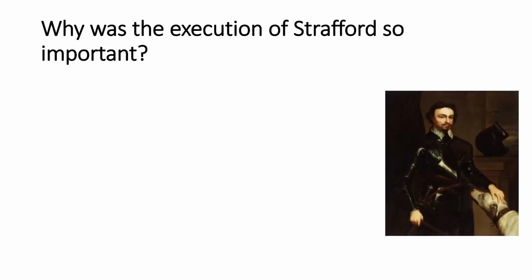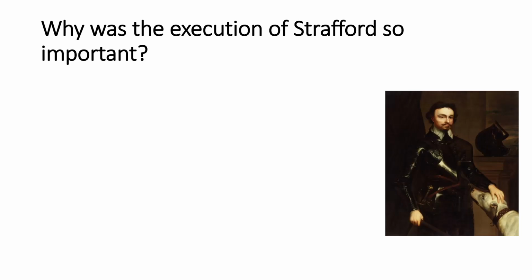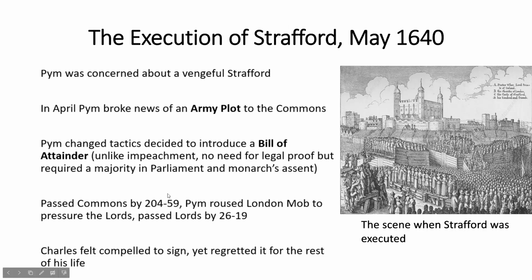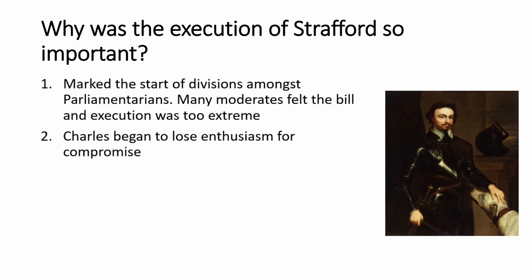So why have I spent so long talking about the execution of Strafford? Why is it so important? Well, firstly, it marked the start of divisions amongst parliamentarians. As you'll note on the previous slide, there's a split beginning to develop. You can see the numbers here are quite slim, especially in the Lords. So Parliament is beginning to be divided. Moderates think that radicals are becoming too extreme. Charles also begins to lose enthusiasm for compromise. He's beginning to think at this stage that the reforms and concessions he's giving are maybe somewhat questionable. Maybe he shouldn't keep compromising at this point. After all, he believes in his divine right to rule, that he's appointed by God and it's his authority to do what he wants to do.